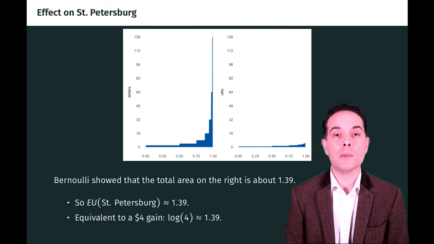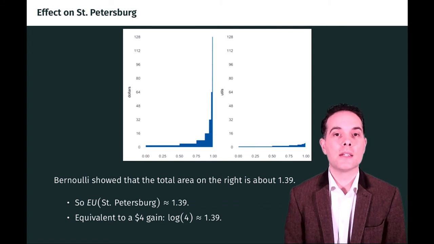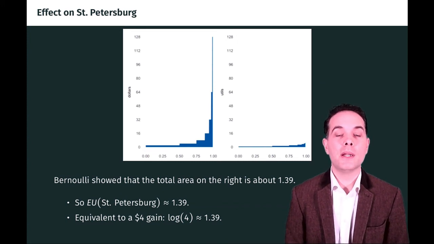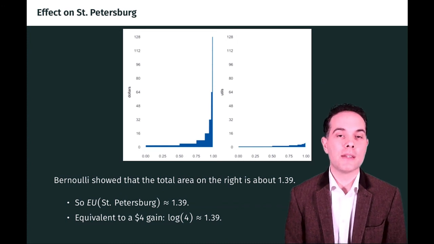What Bernoulli found when he worked out the arithmetic then is that the expected utility comes out to about 1.4, which makes sense. Not only is that a finite number now, but it's also approximately the logarithm of 4, which means that it makes sense that people would be willing to pay about $4 for the St. Petersburg game, because that's the expected utility, under the assumption that utility and money are related by the logarithm function, or something probably close to it.